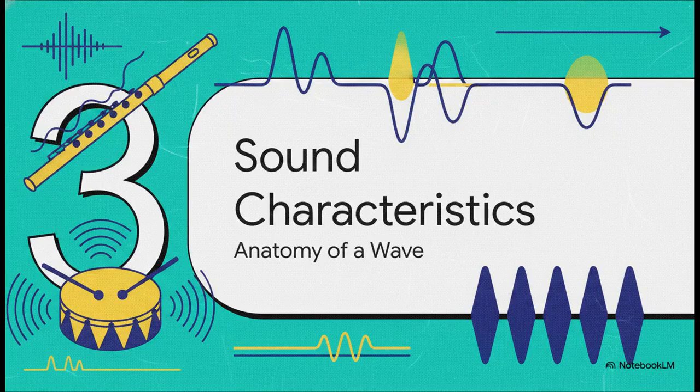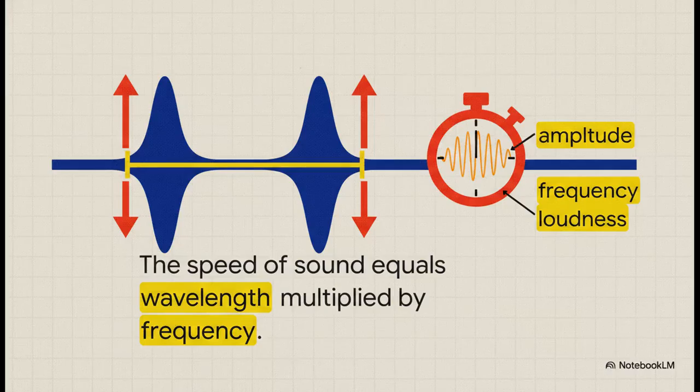Section 3. Decoding sound characteristics. Anatomy of a wave. Now that we know how it moves, we really need to break down the specific anatomy that makes each and every wave unique. I mean, why does a flute sound so different from a heavy drum? Well, it all comes down to these core characteristics.